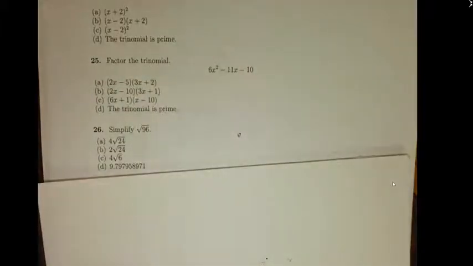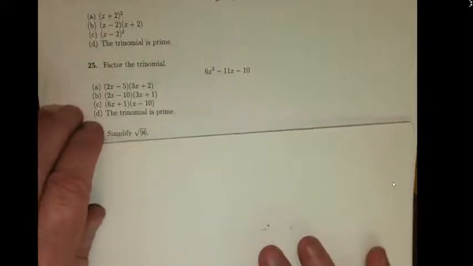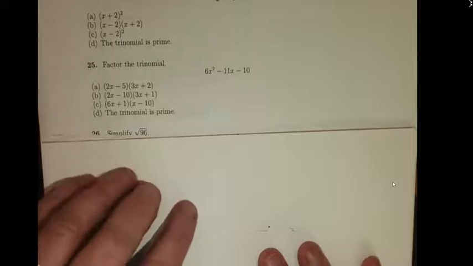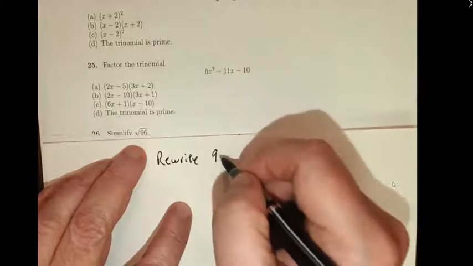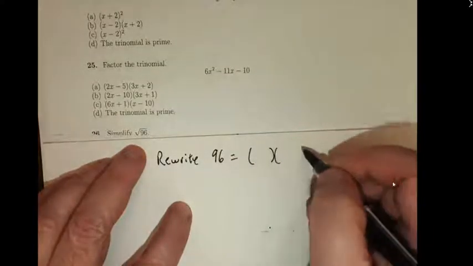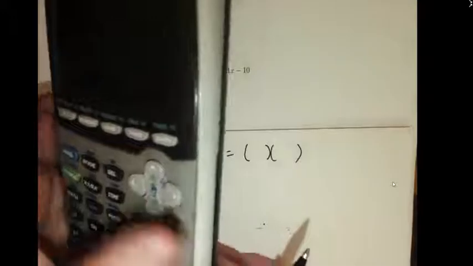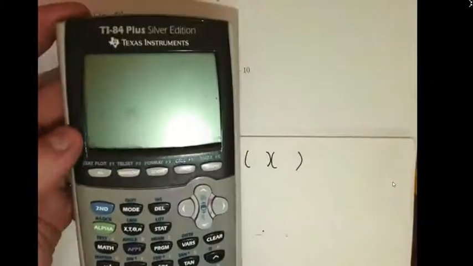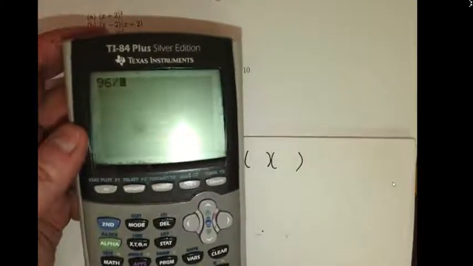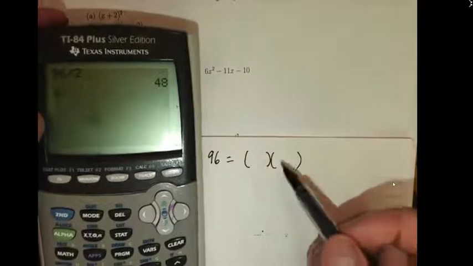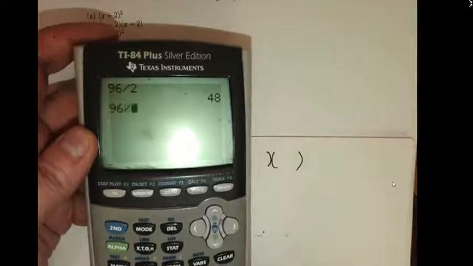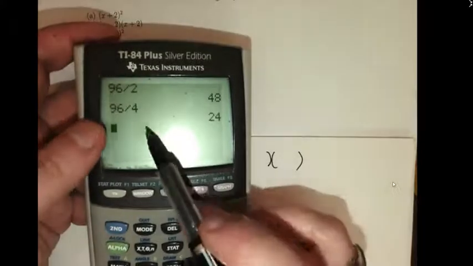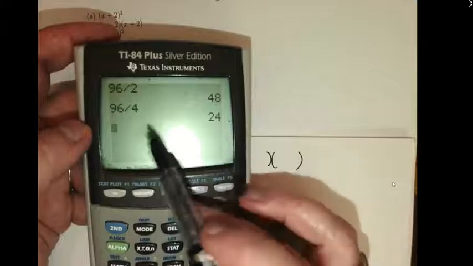All right, so you might well say, well, what do we do? 96 is not a perfect square, as we know. Then you need to rewrite 96 as a product, where something in the product is a perfect square. Well, 96 is even, so I can divide it by 2. But then I would have 2 times 48. And 2 is not a perfect square, and 48 is not a perfect square. So let's divide 96 by 4. And that could possibly be the way to go.